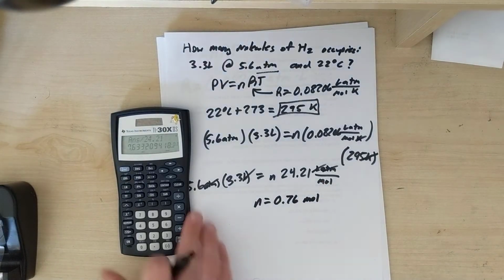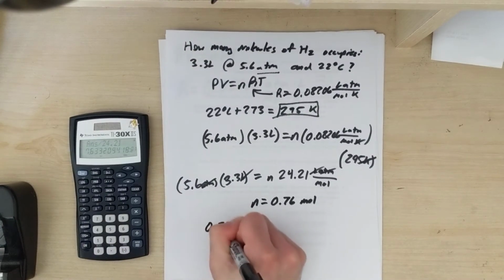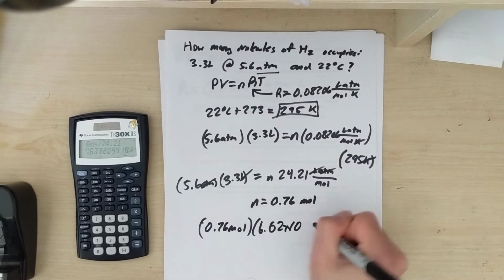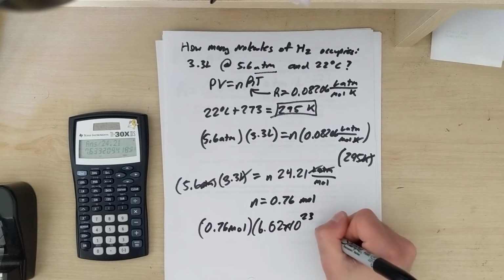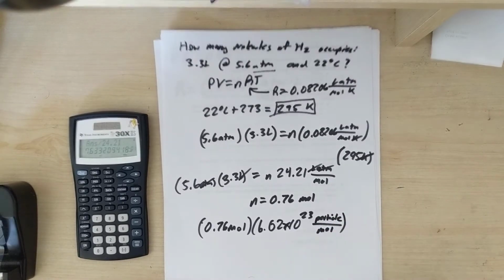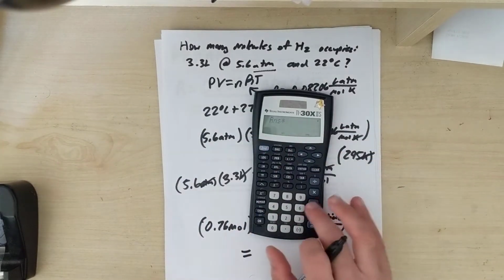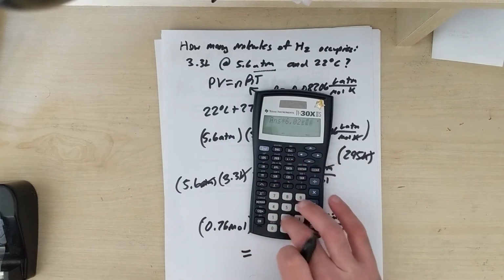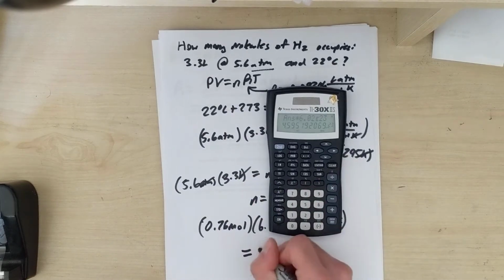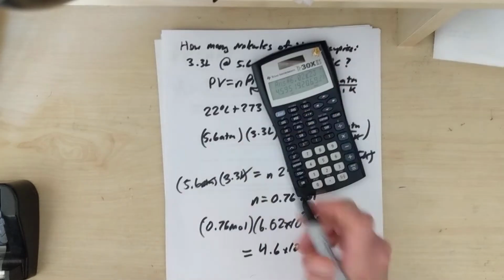Okay, but that's not what we're asking. We're asking how many molecules are there. This is moles. So for us to convert between molecules and moles, we do 0.76 moles times Avogadro's number, 6.02 times 10 to the 23rd. And this would have to be in particles per mole, just so that way you end up with particles at the end. So we take this, multiply that by 6.02 times 10 to the 23rd. Let me just make sure I plug it in correctly. Yes. Okay, so then we end up with 4.6 times 10 to the 23.